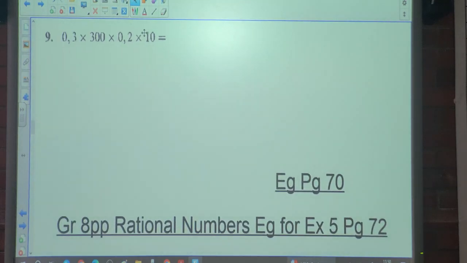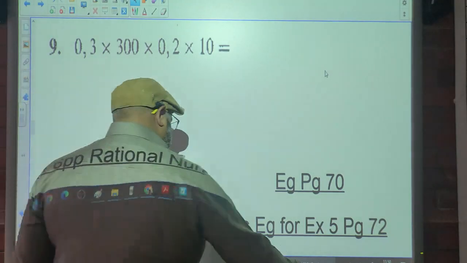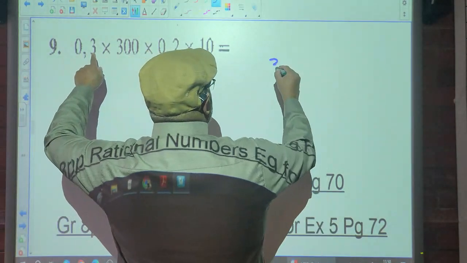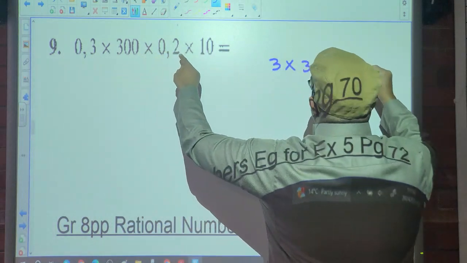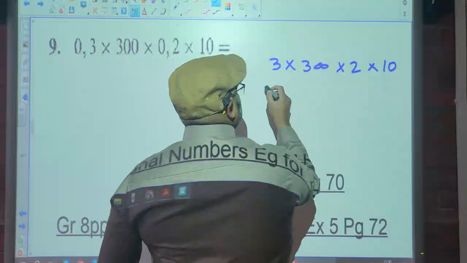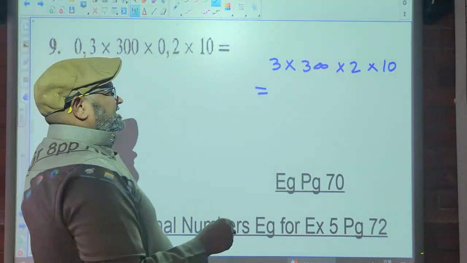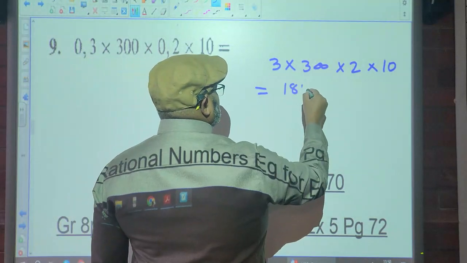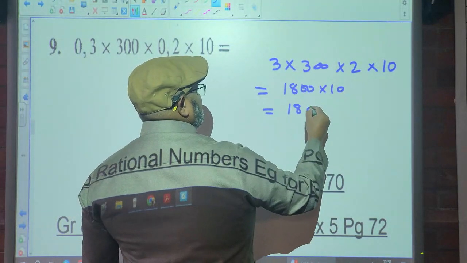Look at number 9. Let's look at the numbers only first. So it's 3 multiplied by 300 multiplied by 2 multiplied by 10. 3 times 300, 900. 900 times 2, 1,800 times 10, 18,000.